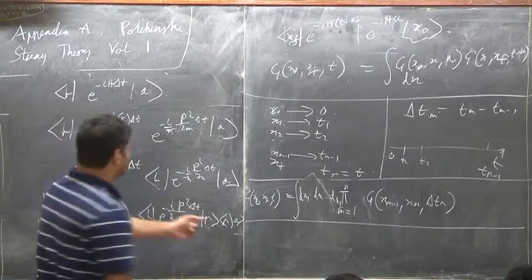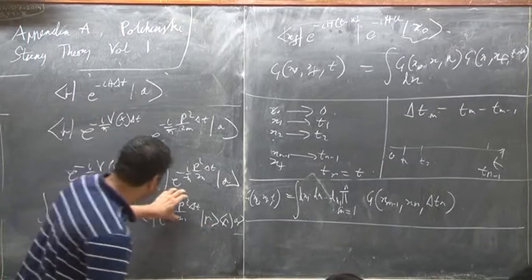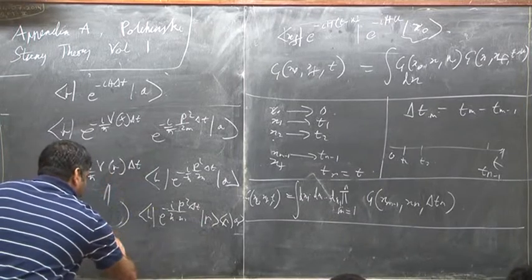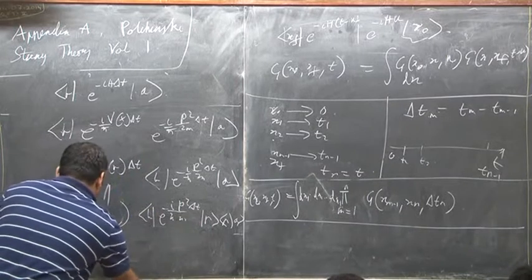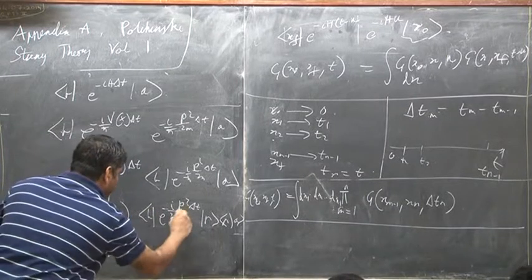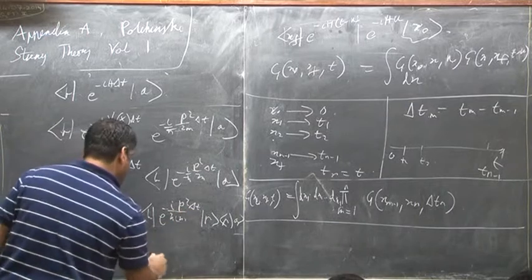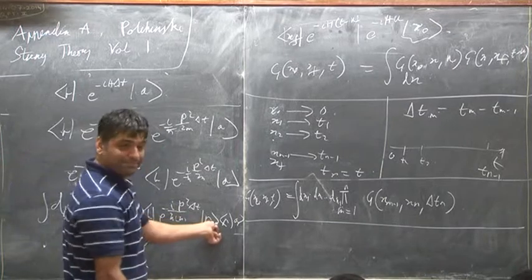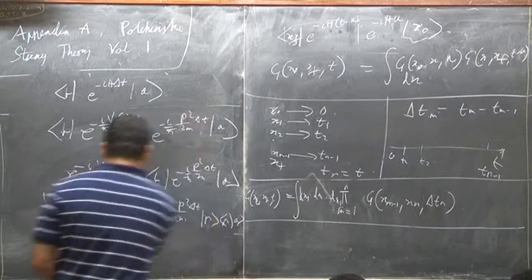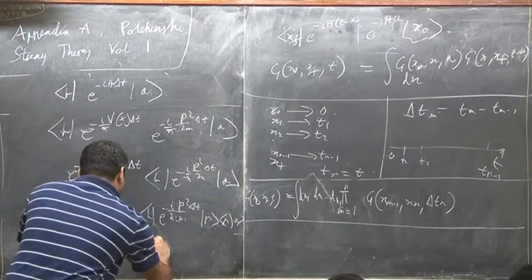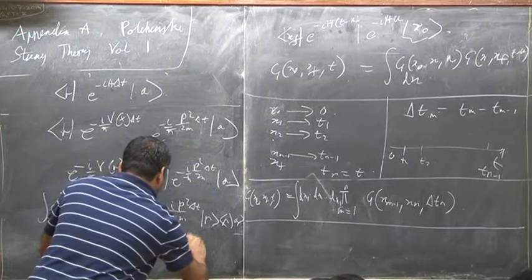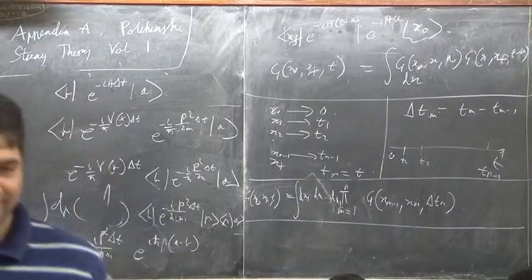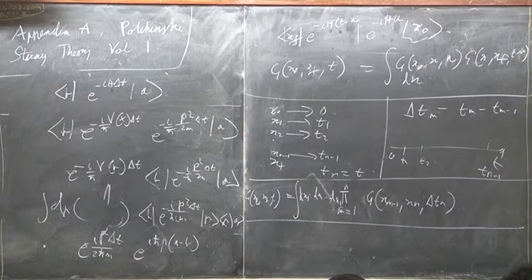Now that we've moved to the momentum basis, this is trivial to compute, because here we just act with this operator p, and we replace it by the number p. So that is equal to e to the power minus i p squared delta t by 2 h cross m, I'm forgetting the 2 times. Now, what's this? Inner product of b with p, and inner product of p with a. Because the inner product of b with p is e to the i by h bar p b.